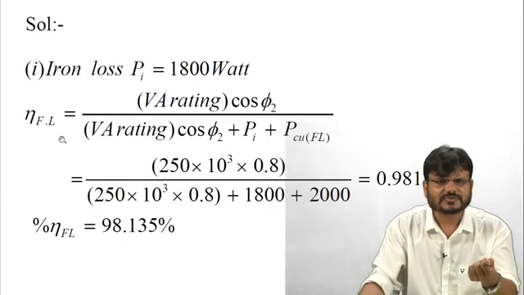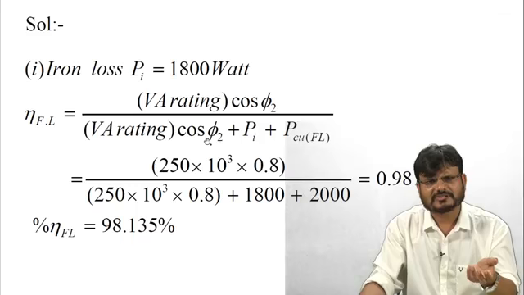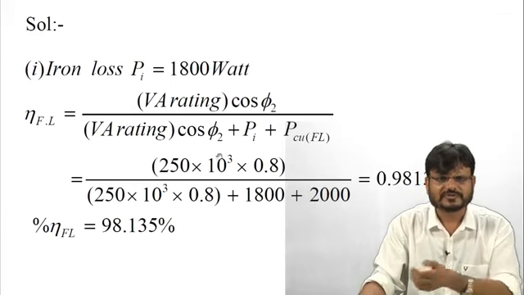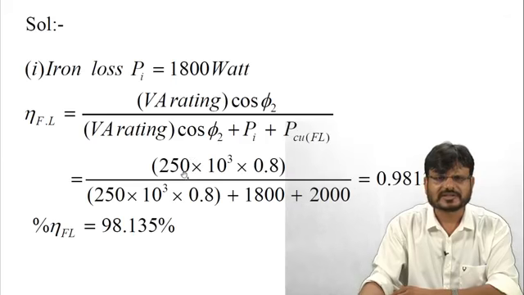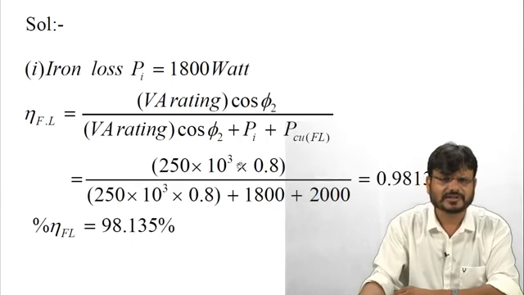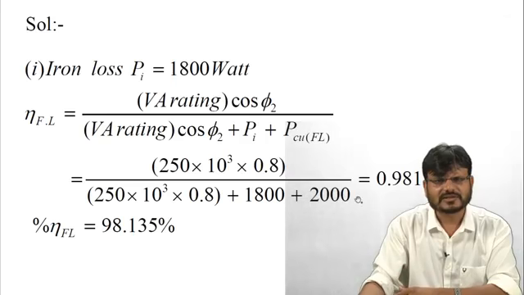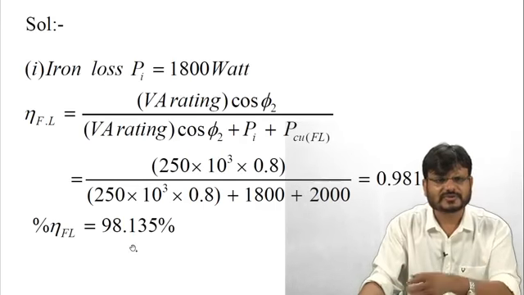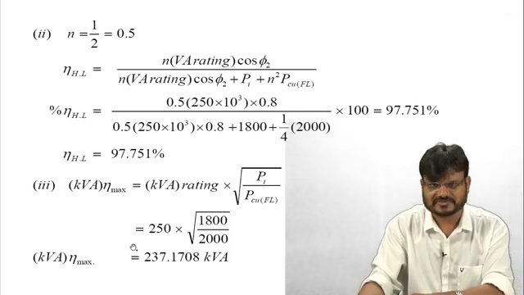So efficiency at full load is equal to what? VA rating of the transformer multiplied by the power factor, upon VA rating of the transformer multiplied by power factor, plus Pi plus PCU full load. So VA rating of the transformer is what? Rating is given as 250 kVA, so you can write 250 into 10 to the power 3, and power factor is given 0.8. Iron losses are given 1800 watt and copper losses at full load are 2000 watt. So just put the formula and solve it. So efficiency at full load comes to 98.135%.